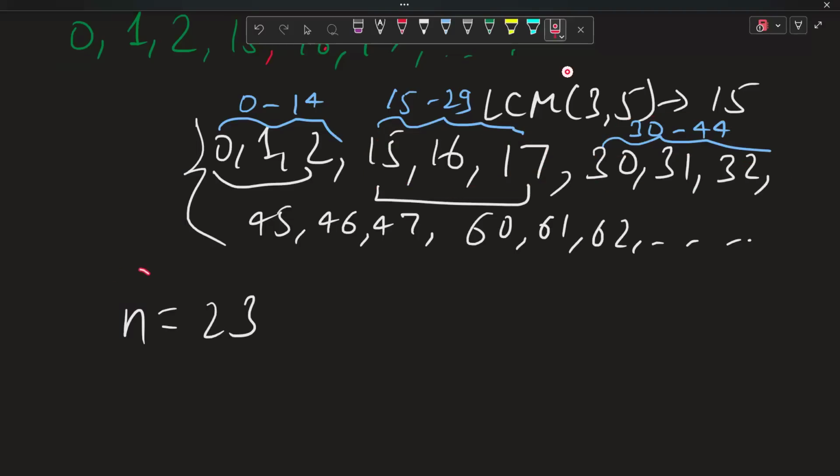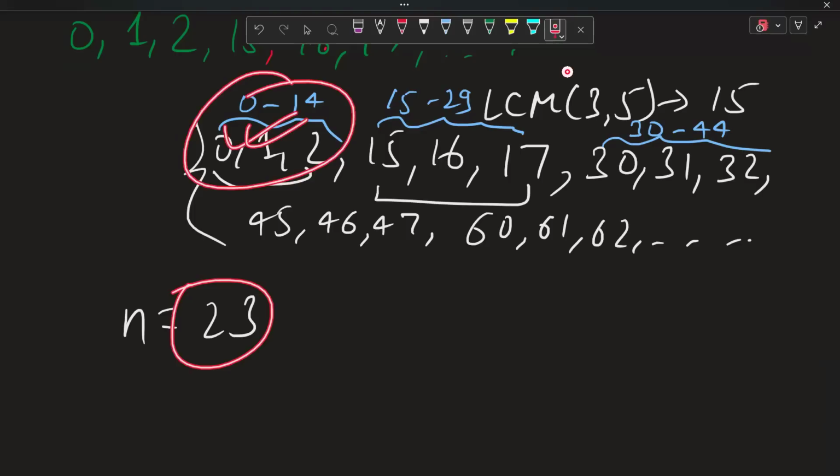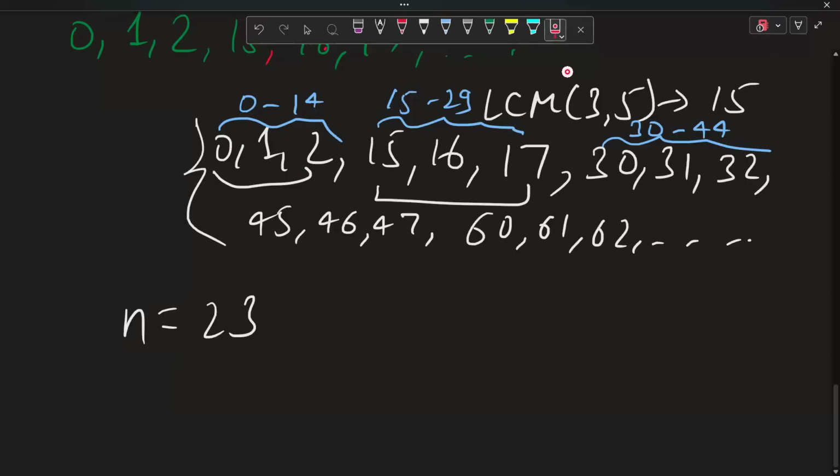So if it is n equal to 23, first see how many complete blocks you get. Before 23, this block is complete. For every complete block, you add 3 to your answer. For n equal to 23, this block is completely there, and 23 comes between this block, so this block may be partially there. So first, the number of complete blocks multiplied by 3. Plus, for the partial block, you would check how much partial is there.